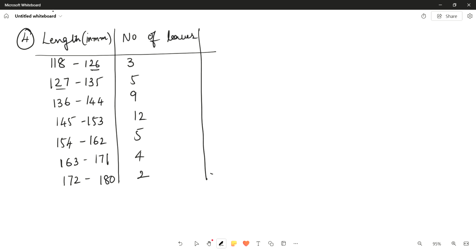Okay. So 126 here, 127. So what is the difference? Difference is 1, right? That is the upper limit here, and this is the lower limit. So upper limit of the first one, lower limit of the second one, the difference is 1. So 1 divided by 2, that is 0.5. Okay, so 0.5 you have to subtract from the lower limit and add to the upper limit. Whatever value you get, you have to subtract for the first one and add in the second one.